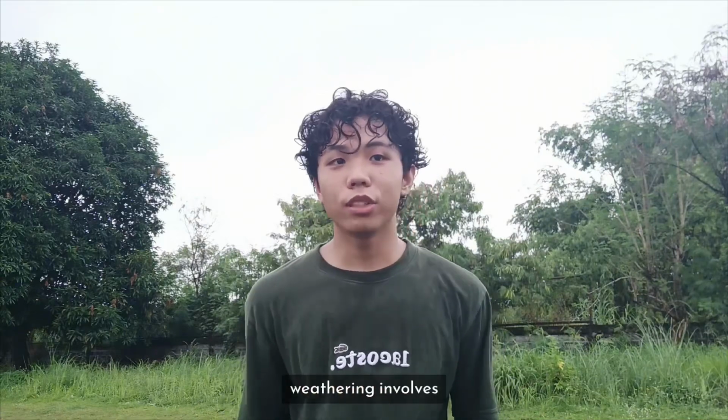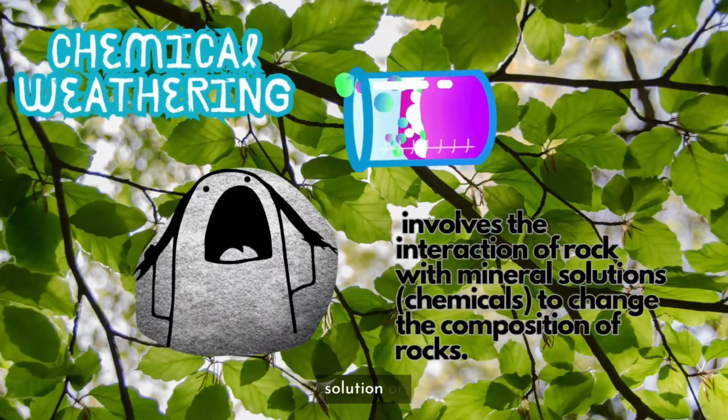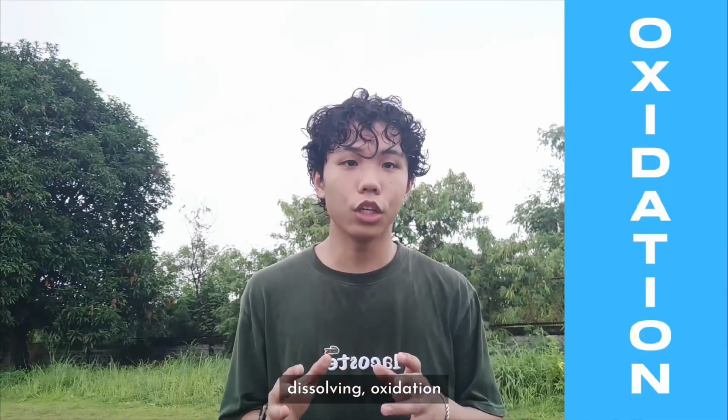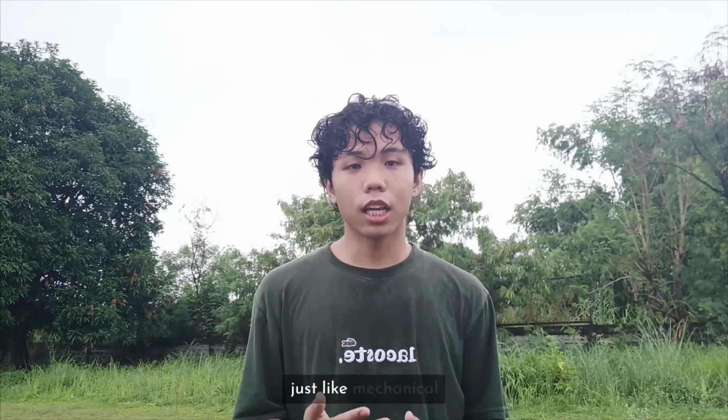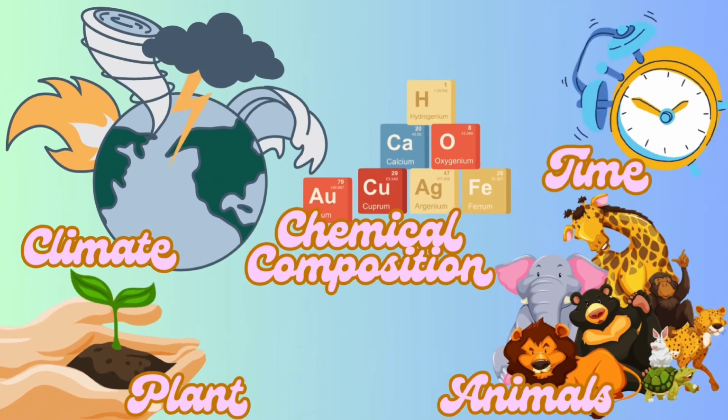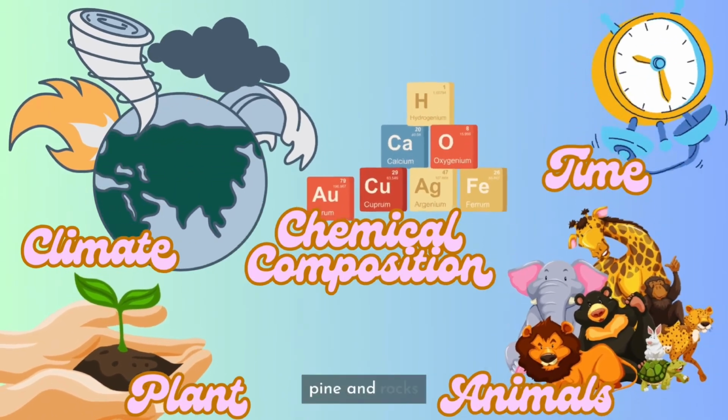Chemical weathering involves the interaction of rocks with mineral solutions or chemicals to change the composition of rocks. It has many types. Some of them are dissolving, oxidation, and hydrolysis. There are factors that affect chemical weathering too, just like mechanical weathering. These are plants, animals, climate, time, and rocks.